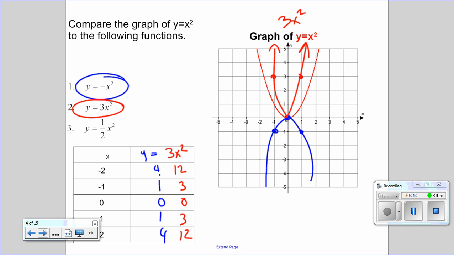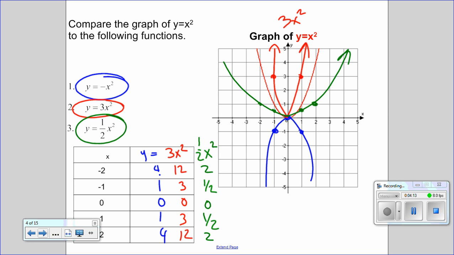Finally, let's say we have 1/2 times x squared. So if I take all of the original y values and multiply by a half, that'll be 2, 1/2, 0, 1/2, and 2. So let's see, I'll graph (1, 1/2). I'll graph (4, 2). I'll graph (2, 2). And by symmetry, I have some over here. So this is the graph of 1/2 x squared. Notice it's shorter. It's wider than normal.